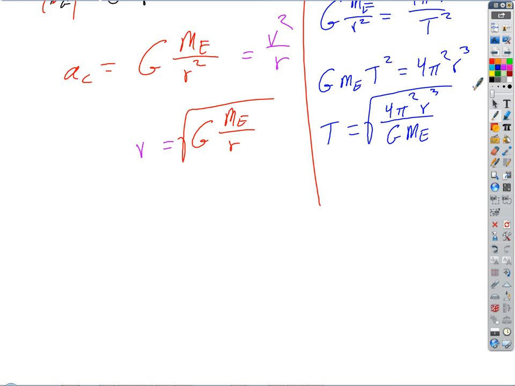In the book, it's going to be slightly different. What could I do with the 4 pi squared? Yeah, the square root of 4 is 2, right? So I could write that as 2 pi times the square root of r cubed over g m sub e, right? So I've got these equations, and they're in the textbook.